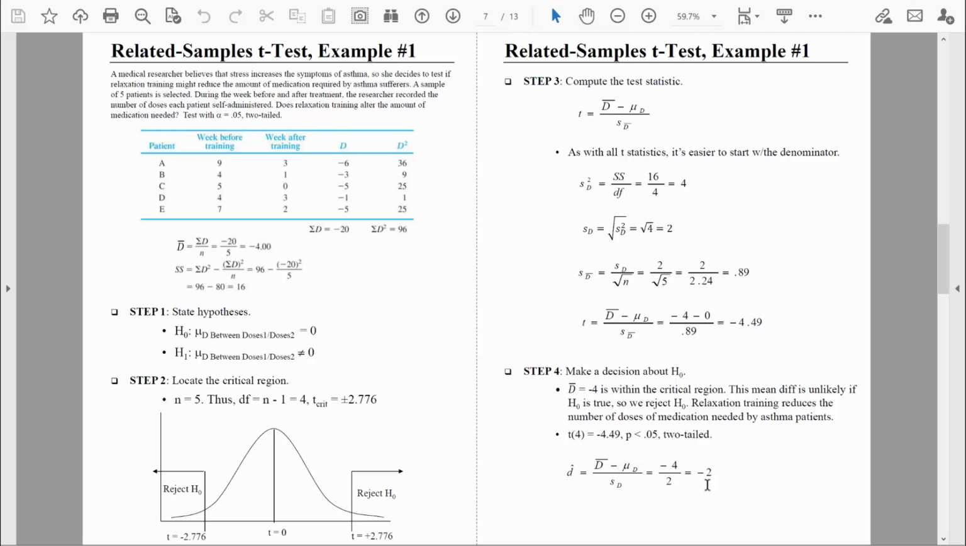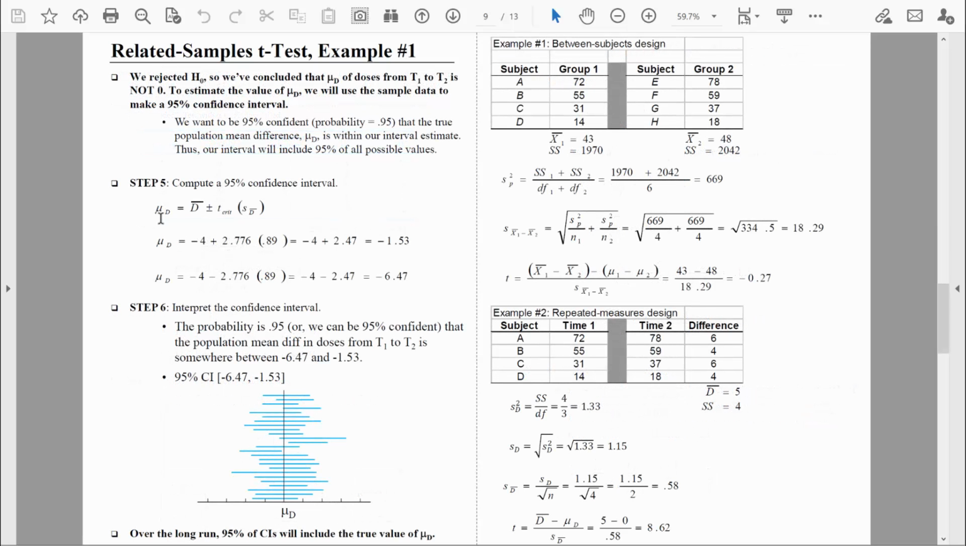Okay, we just found evidence that this relaxation training works in that it lowers the number of doses that people give themselves. But remember, we just collected data from this one sample. So the true population mean difference in doses is unlikely to equal exactly 4 because we know sampling error exists. In step 5, let's create a 95% confidence interval around that sample mean of negative 4. That 95% confidence interval will have a very high probability of including the true mean difference score.